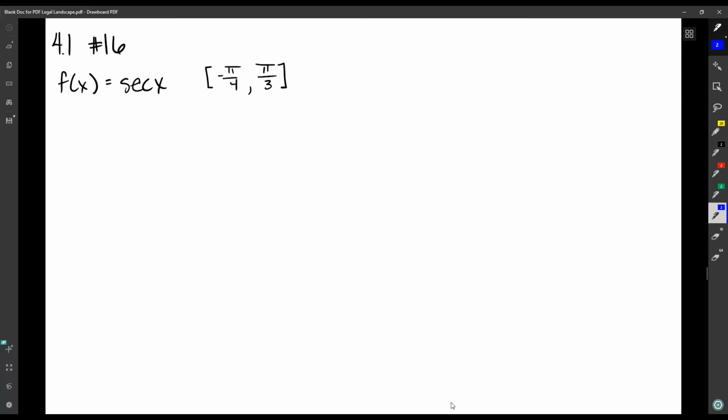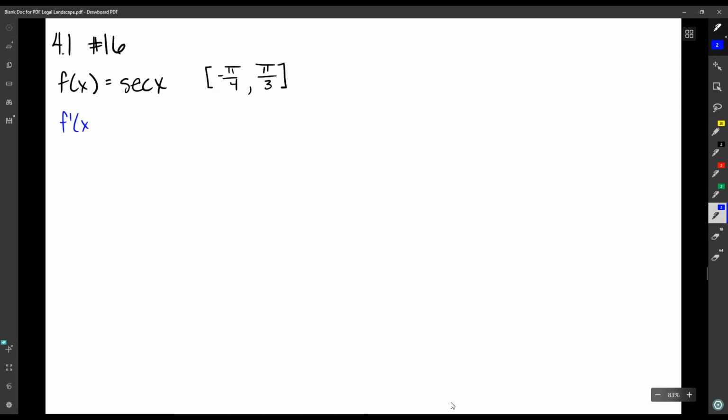Here's number 16 from 4.1. We have a function f of x is equal to the secant of x on a closed interval from negative pi over 4 to positive pi over 3. We're asked to use the candidate's test to find the extreme values of this function on the interval. So the first thing we need to do is decide whether we have any critical numbers inside of our interval.